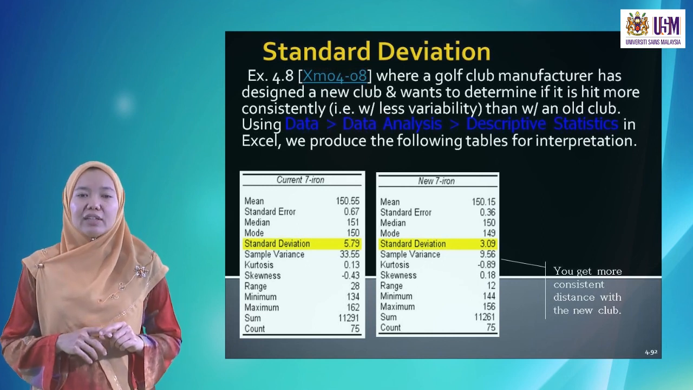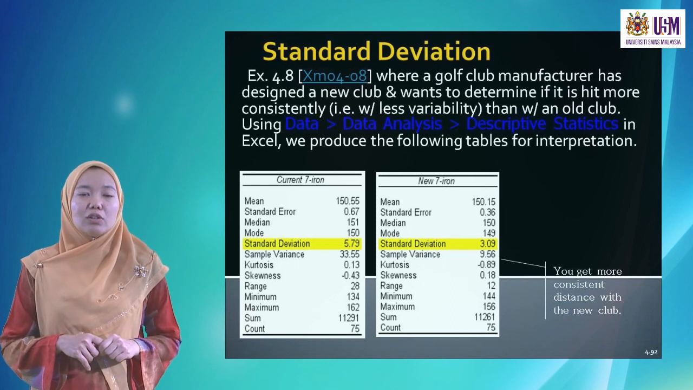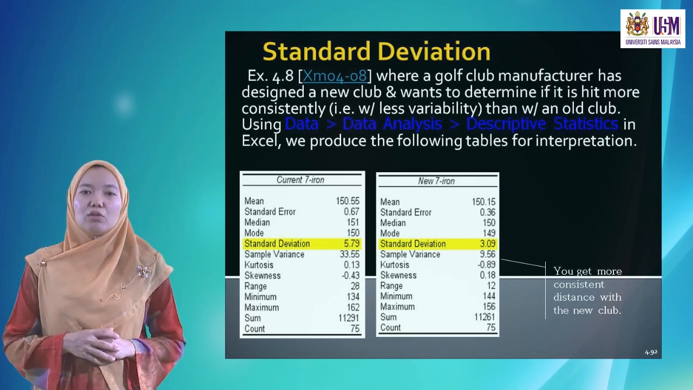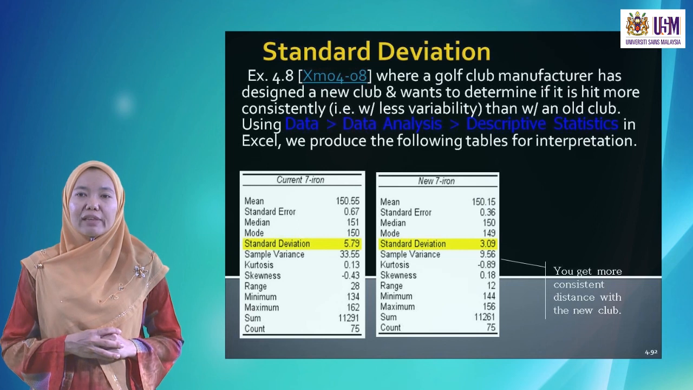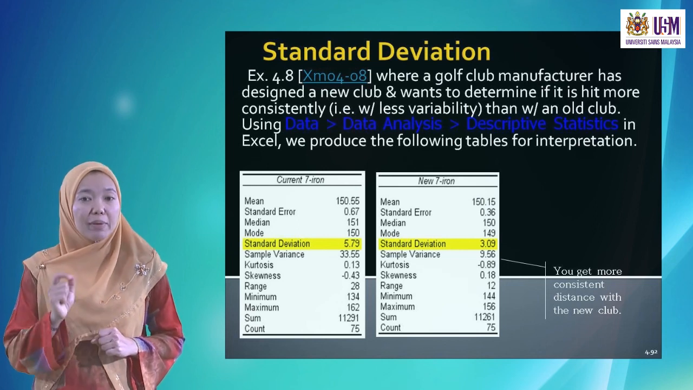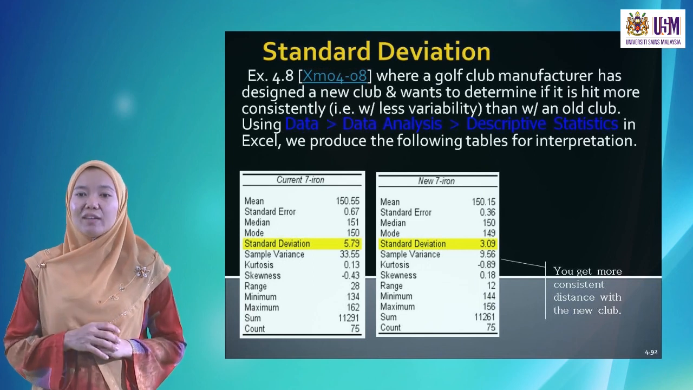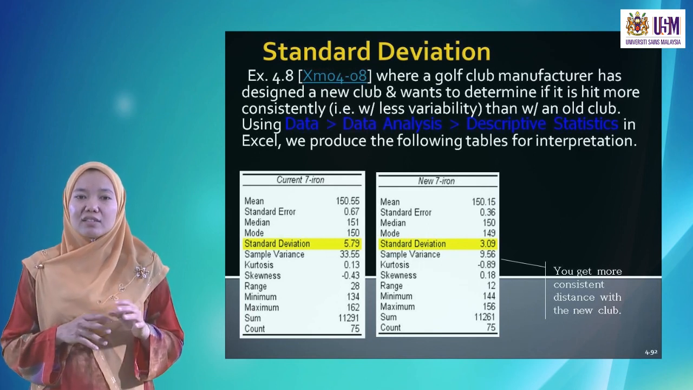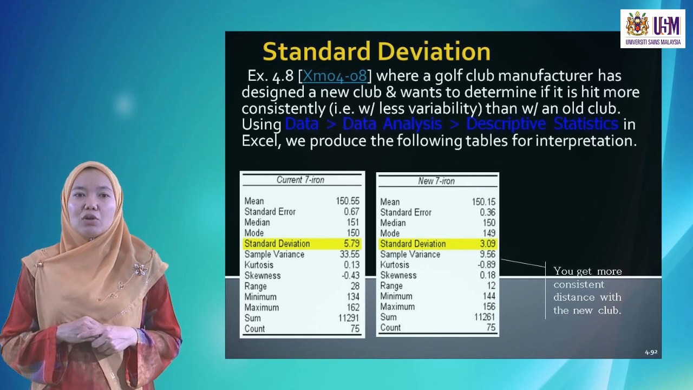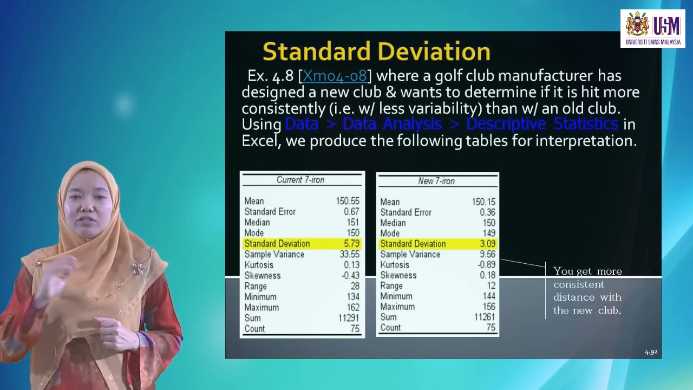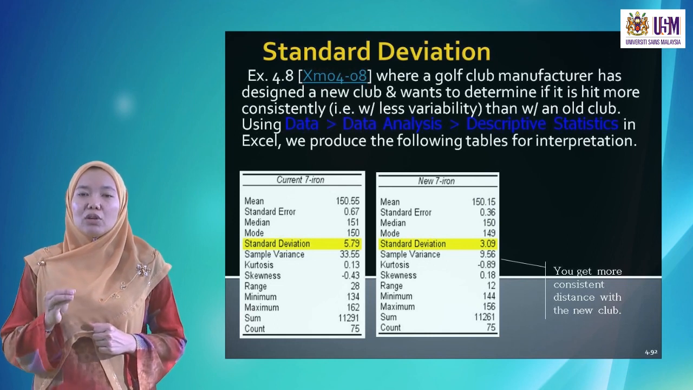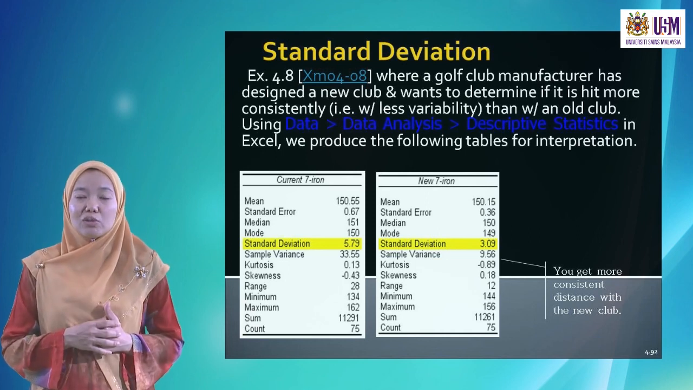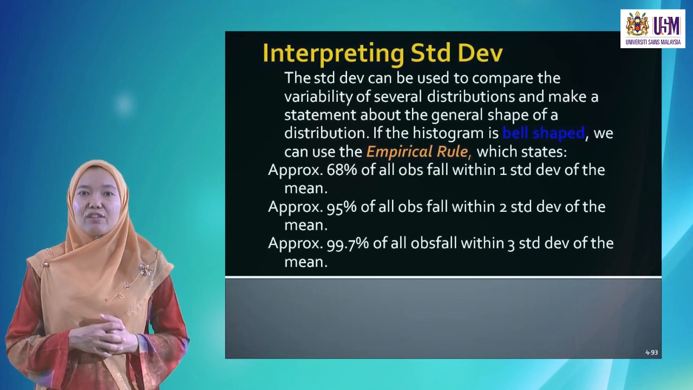So you have the tables on the left-hand side, the current 7 iron. In terms of the measure of standard deviation, the value is 5.79. You compare that with the new 7 iron by this golf club manufacturer. You get a standard deviation much lower at 3.09. So what does it mean? You can interpret based on this comparison, assuming that you have taken all the other things into account, between the current 7 iron and the new 7 iron, the new 7 iron is better, it's more consistent, it hits a more consistent distance. This is about interpreting standard deviation.